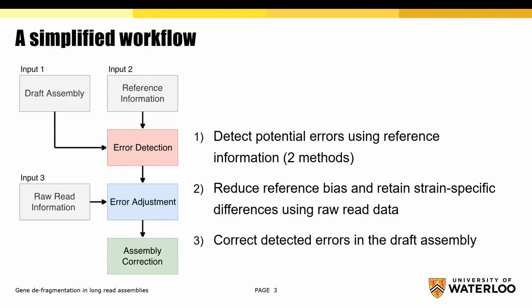has access to. Using three main inputs, our software goes through three main stages, starting with the error detection step, which has two methods of detection depending on the reference data that has been inputted. And this step is then followed up by an error adjustment step, where the software uses raw read data to adjust the candidate errors for strain-specific differences. After finalizing the errors, we then correct them in the draft assembly.